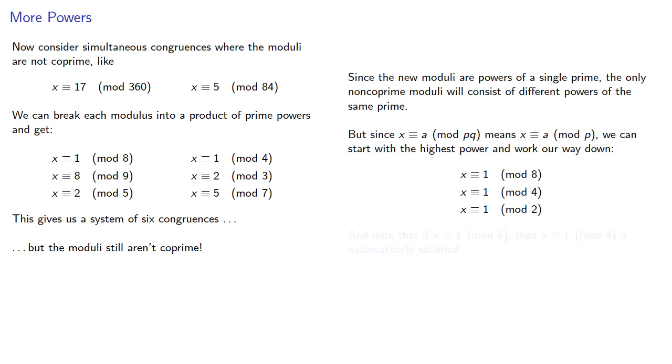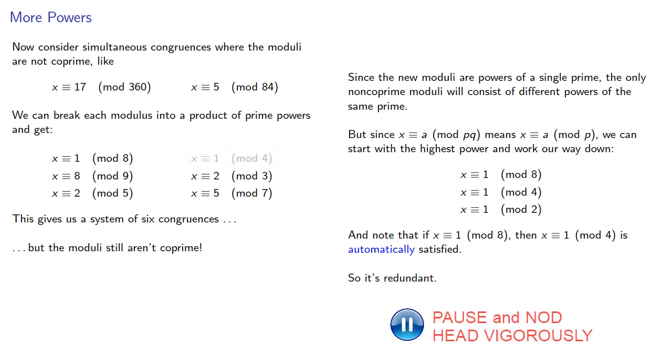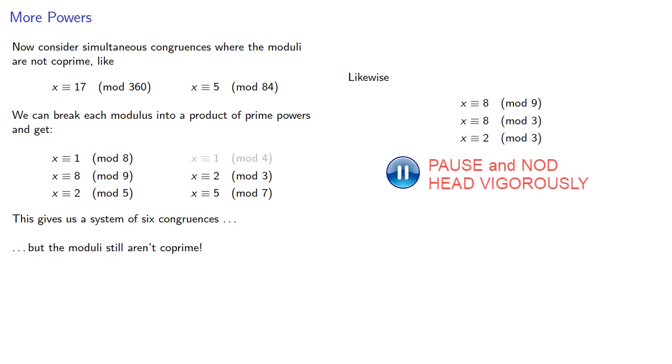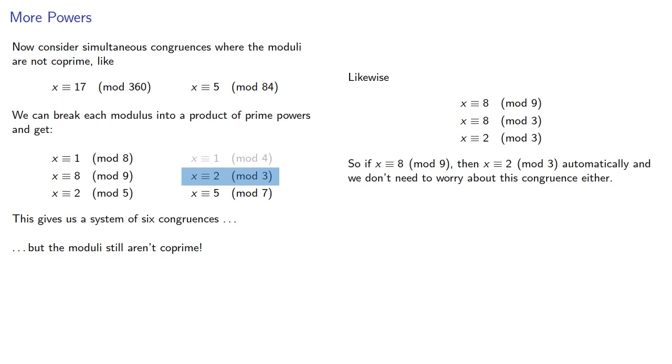And note that if x is congruent to 1 mod 8, then x congruent to 1 mod 4, this other congruence, is automatically satisfied, so it's redundant. Likewise, x congruent to 8 mod 9 also gives us x congruent to 8 mod 3, which we can reduce to 2 mod 3. So if x is congruent to 8 mod 9, then x is congruent to 2 mod 3 automatically, and we don't need to worry about this congruence either.